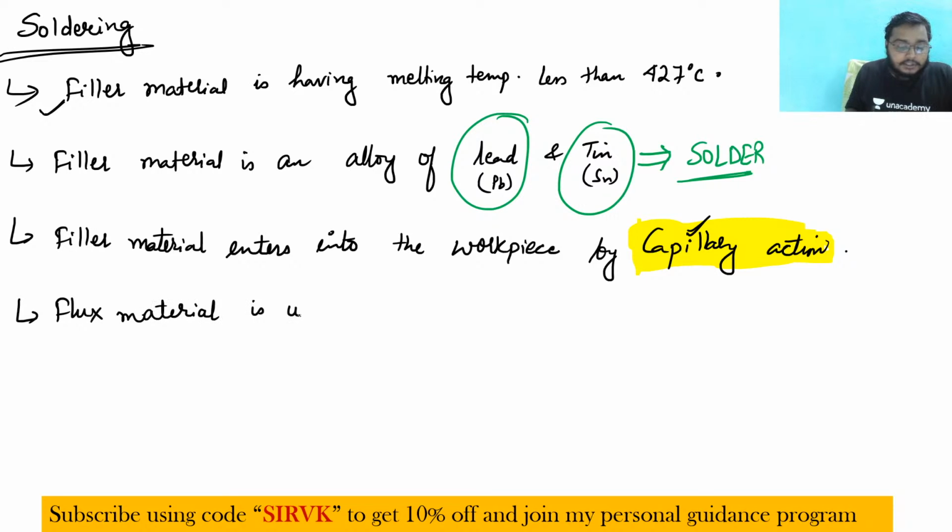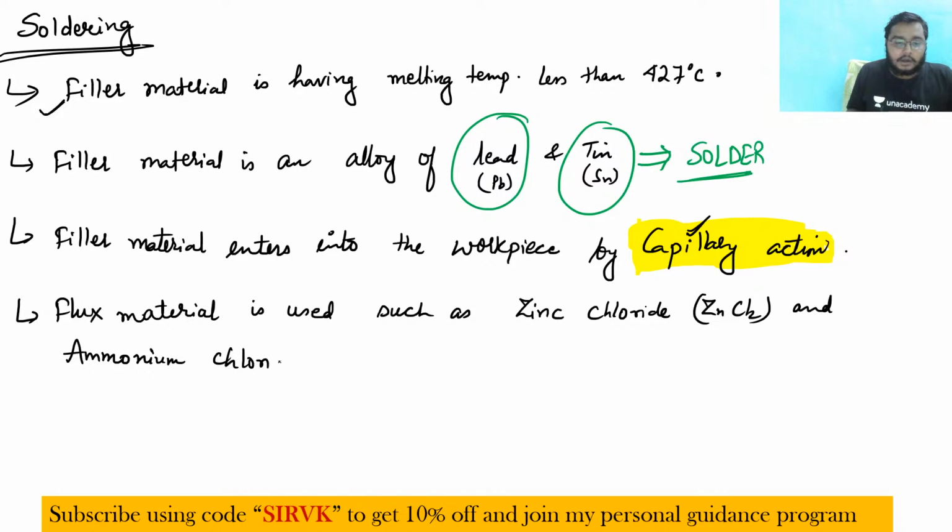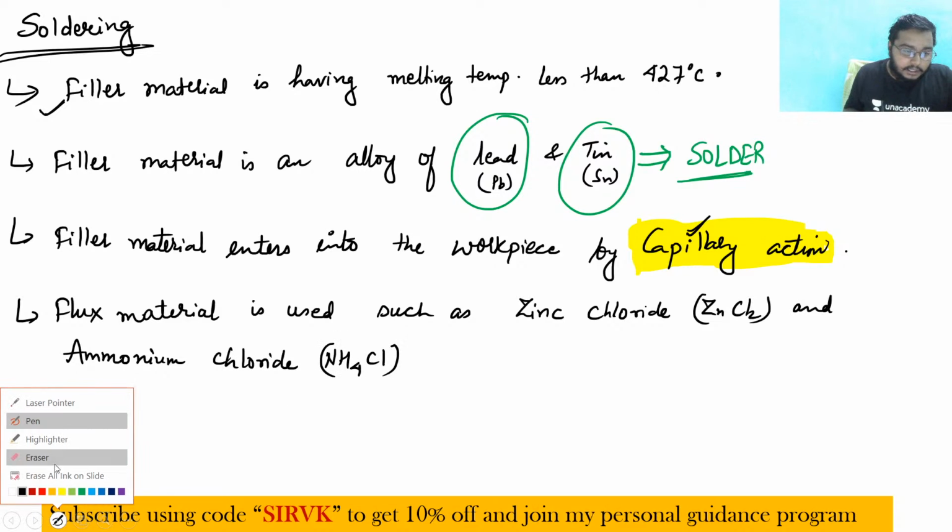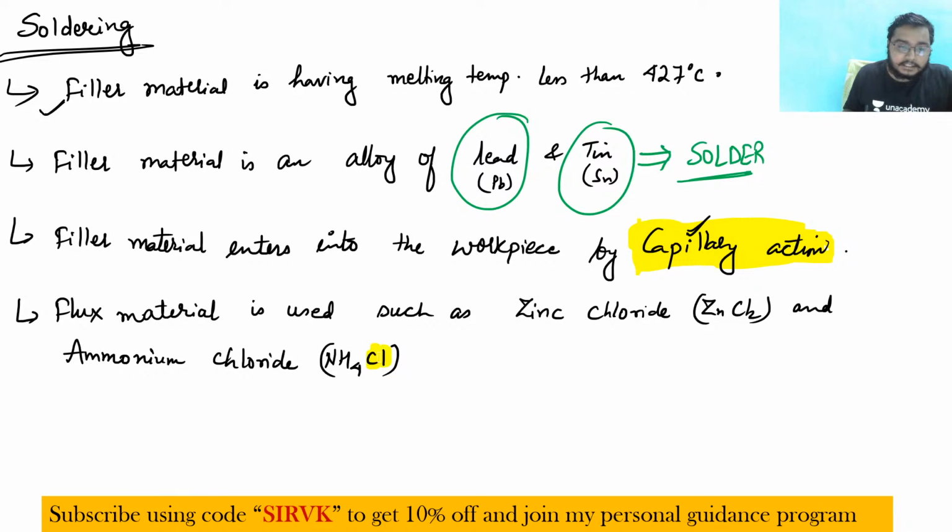Flux material is used, such as zinc chloride, ZnCl2, and ammonium chloride. So basically always keep in mind that the flux material that we are using has a property: chloride is always there, chloride will always be there.